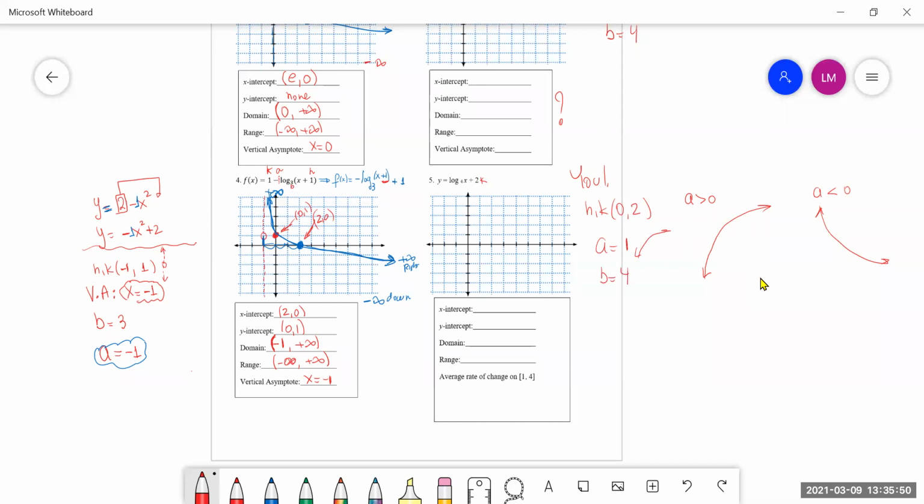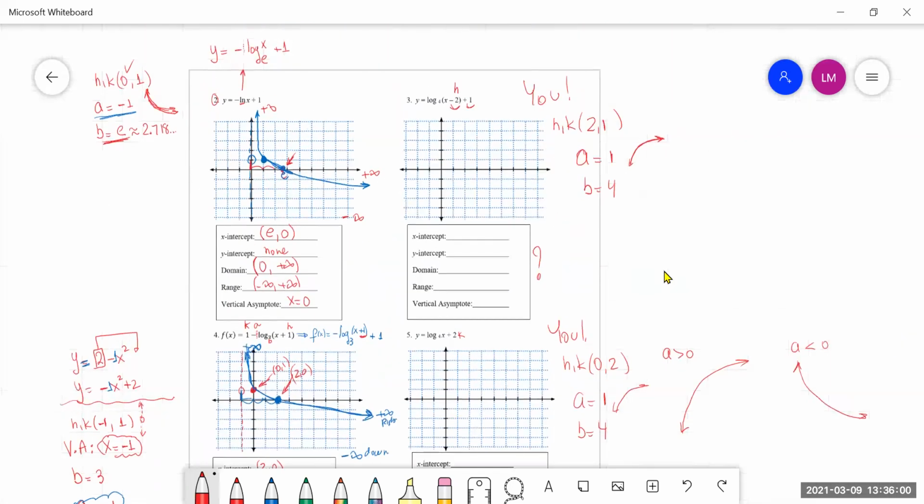You'll see a slight difference between 0, 2, because it's a vertical shift. You're raising the function up to 2. And this one, it's a right and up shift as well. Okay, so things will change. And we'll go over it in class as well.